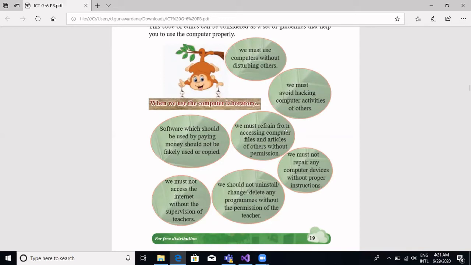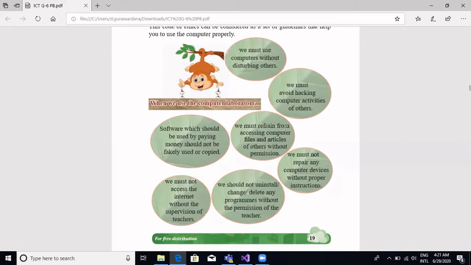Especially if you are a professional body, you have to pay the license. And we must refrain from accessing computer files and articles of others without permission because, as I previously told, the computer lab is a public place. So a lot of students are using the same computer. So don't delete, don't alter the things of others.